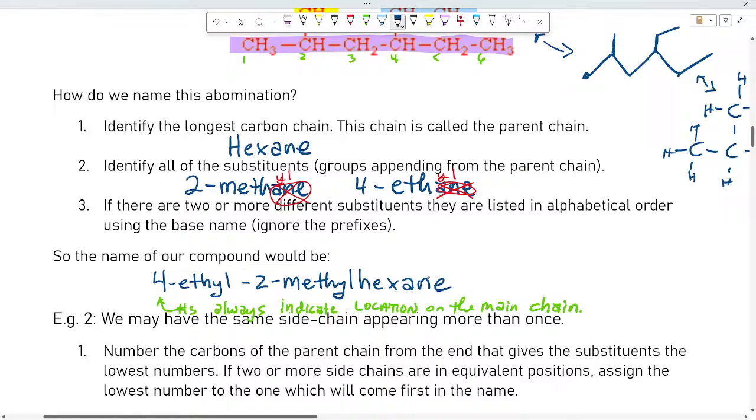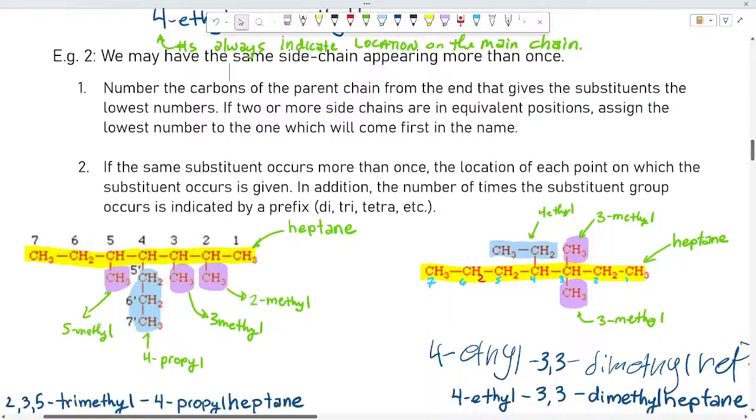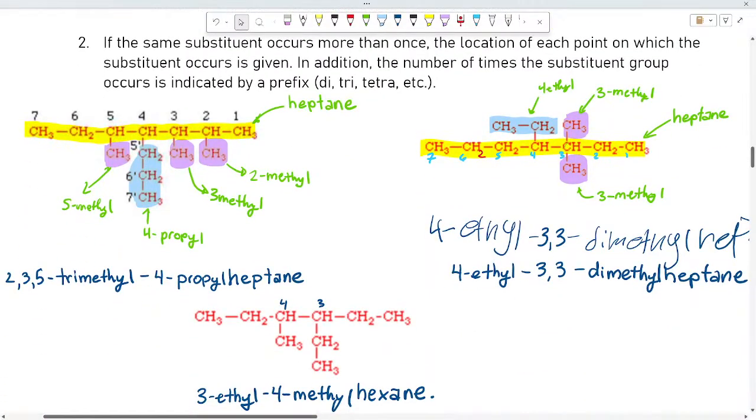Good. They tell you on the main chain, put the ethyl on carbon number 4 and put the methyl on carbon number 2. Good. Why did they do ethyl and methyl, why not 2-methyl-4-ethyl-hexane? What's the rule there? Alphabetical. Good. We put substituent chains in alphabetical order. We'll talk about that. So, the question's a good one.